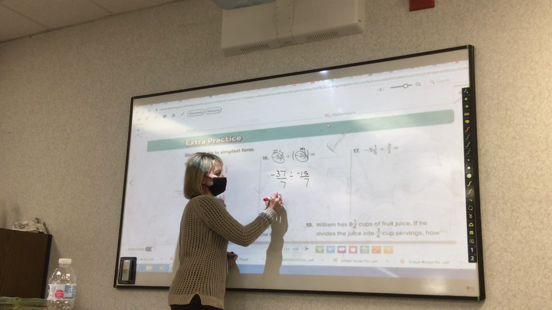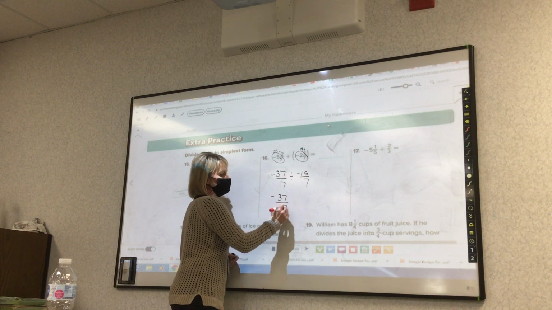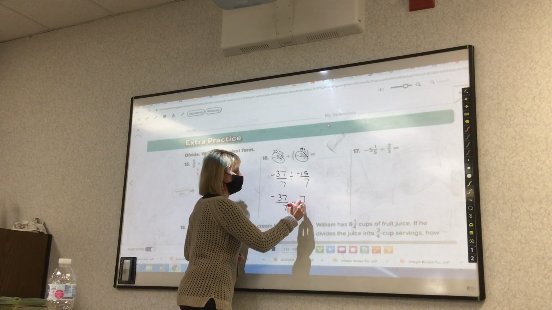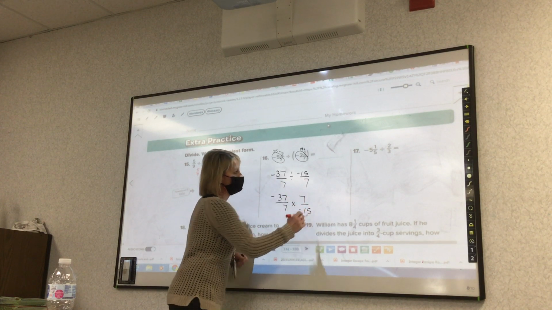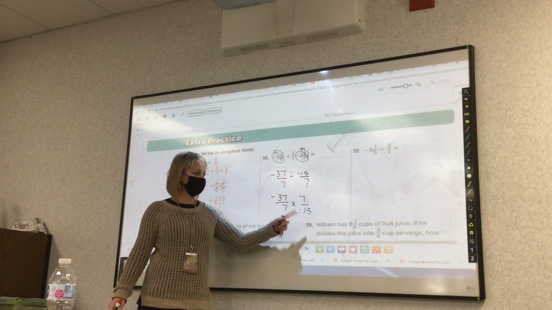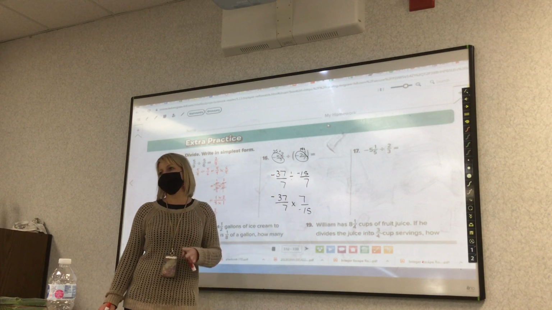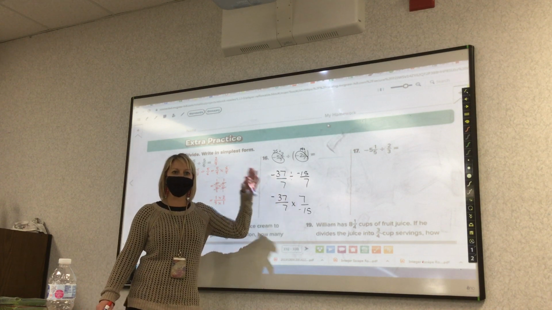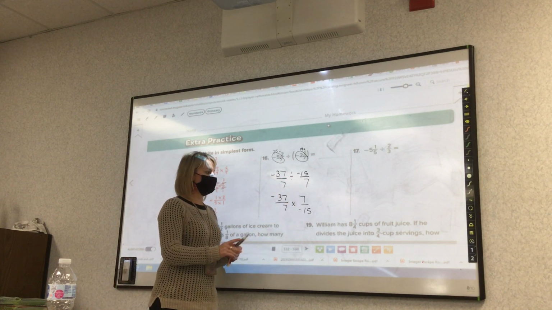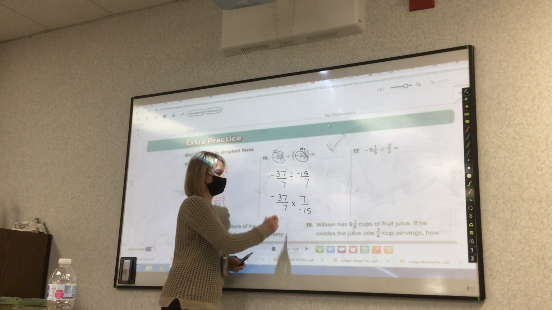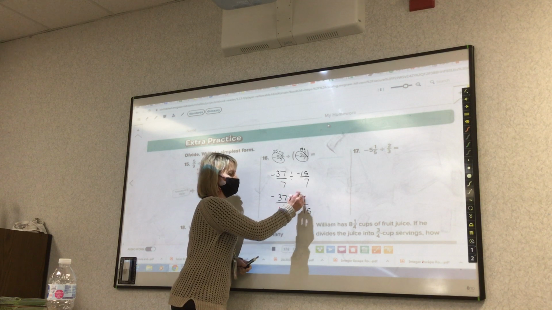Then it is keep, change, reciprocal. Thank you, reciprocal, not just flip anymore. Now, I kept the negative sign with the 15, so it went from the numerator to the denominator. Does it really matter? No. If you have a negative there, that whole fraction's negative. Then I need to make sure I cross cancel by 7. 7 becomes a 1, 7 becomes a 1.